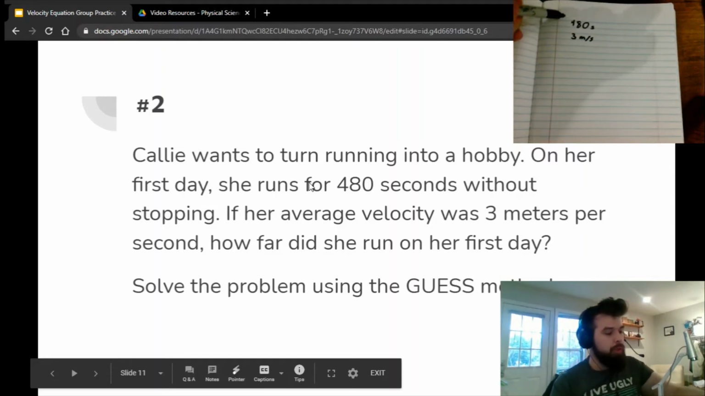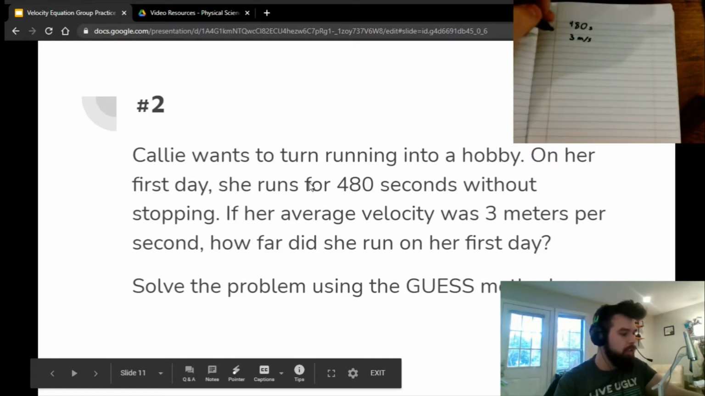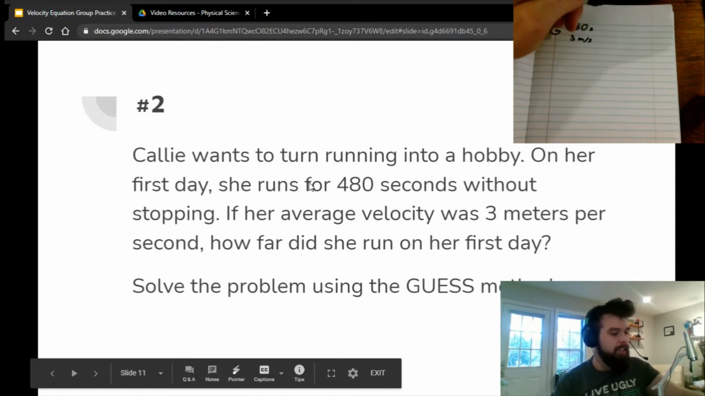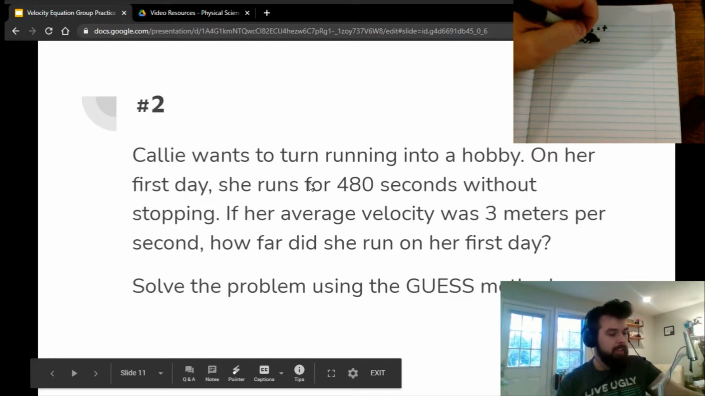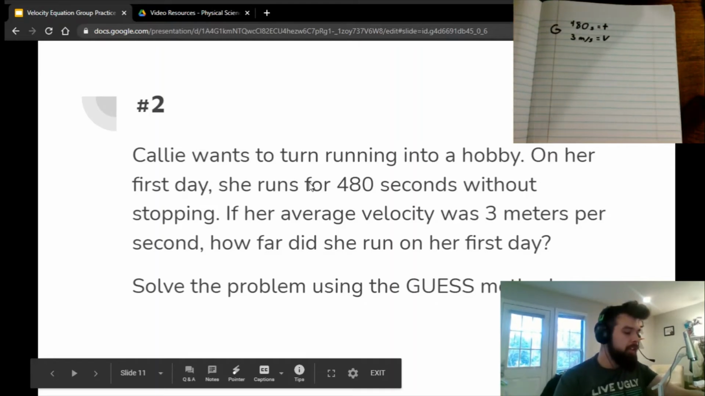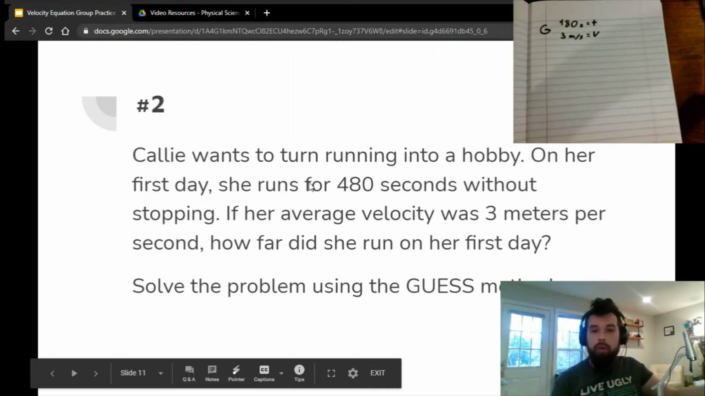So I want to assign these variables while I'm in the G section of my GUESS. So this seconds is a unit of time, so that's going to be T. And meters per second, that's a unit of velocity, so that's going to be V. Another way that I know is because it told me in the problem. So if I've got these, what unknown thing are we looking for?